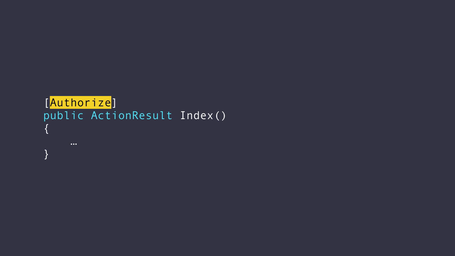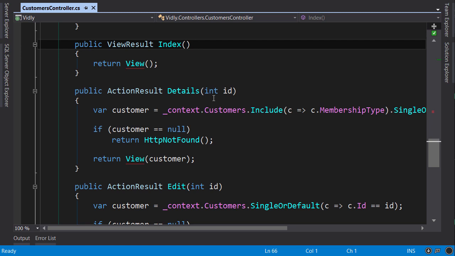So when we apply this attribute to an action, before the action is executed, the attribute will check if the current user is logged in or not. If not, it will redirect the user to the login page. So here I've got customer's controller open. I'm going to apply this attribute to the index action. Now you don't have to type this, just watch what I'm doing.